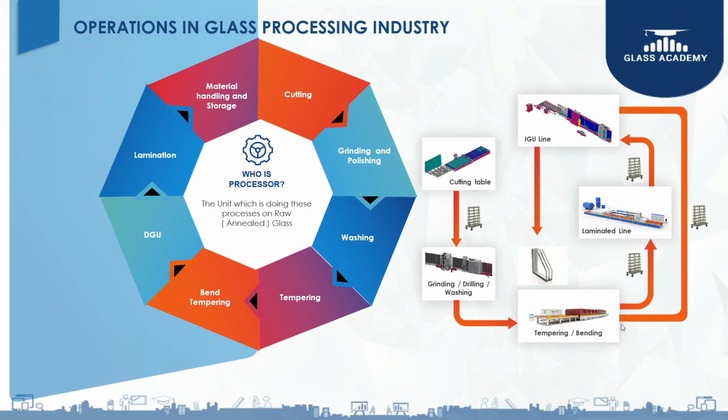So sometimes the requirement will be toughened and laminated at each stage. The process will go like this: cleaning will be complete, then it will go for lamination, then it will go for the DGU, then your final raw materials. Right. So this is the basic cycle of the process. For the same, you can see the basic machinery elements.